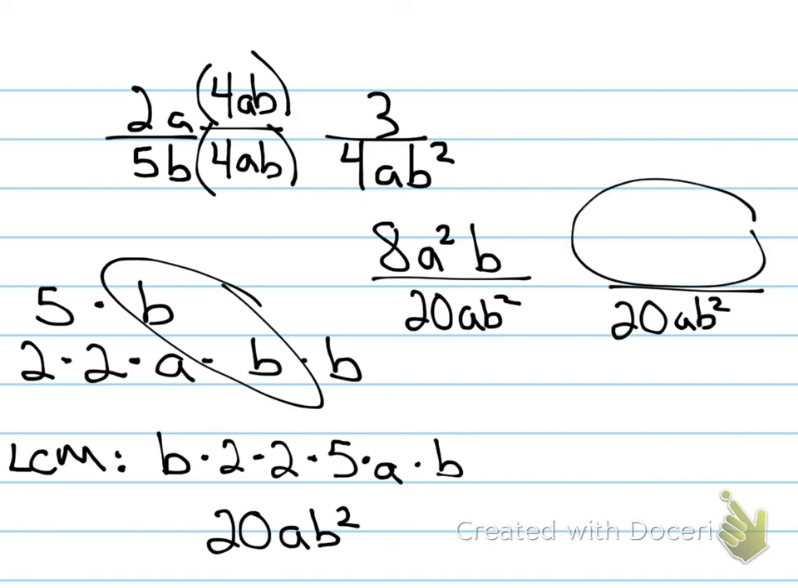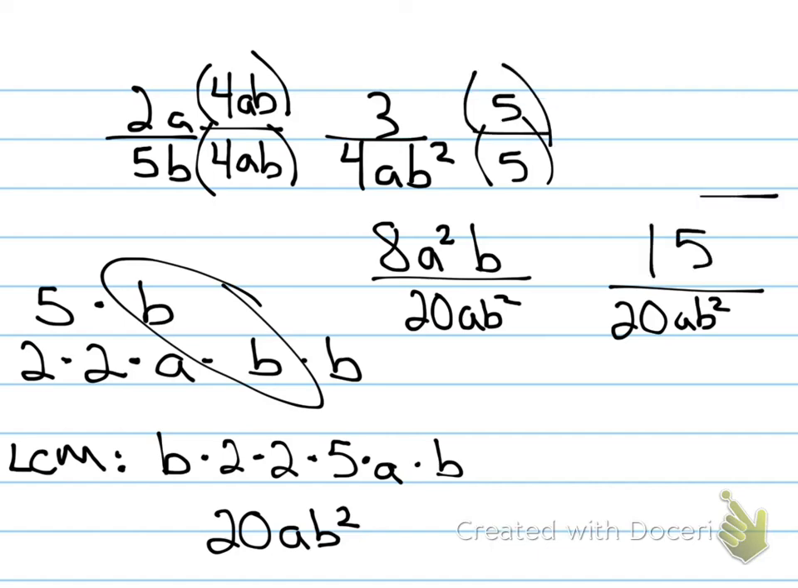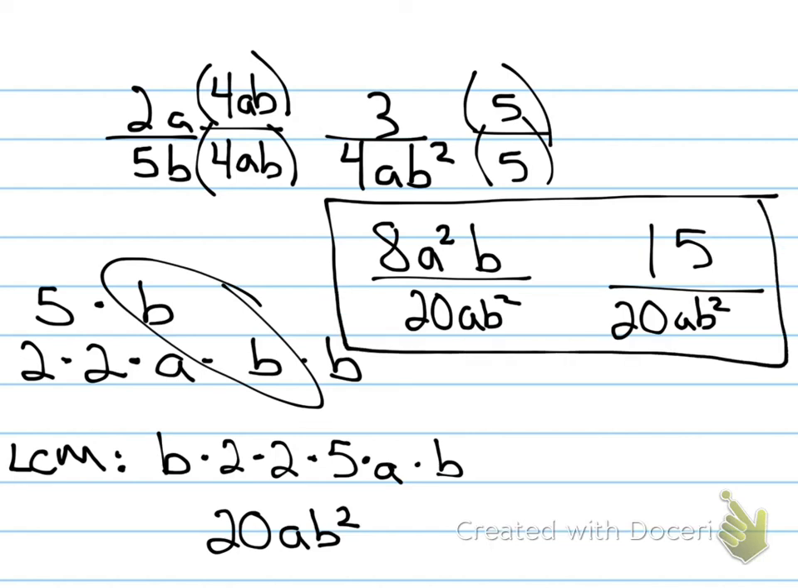Now I want you to try to find what your second numerator is going to be. Try to figure out what that missing link is. How do you get from 4AB squared to 20AB squared and multiply the top by the same term? Here's why. How do I get from 4 to 20? Multiply by 5, and then A to A and B squared to B squared, well, it's already there. I don't have to multiply by anything. So multiply top and bottom by 5, and I get 15. And that's it, guys. I'm not adding, I'm not subtracting. I'm just rewriting these fractions with an LCD.